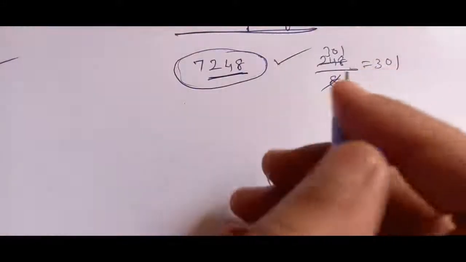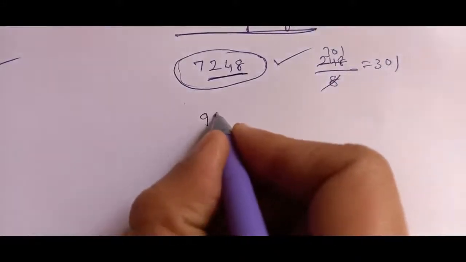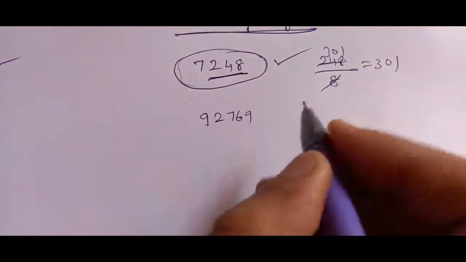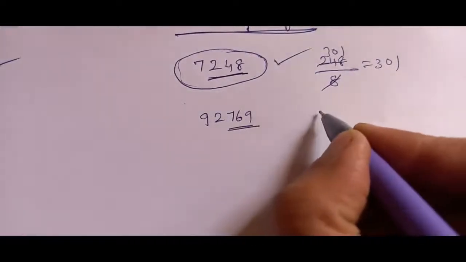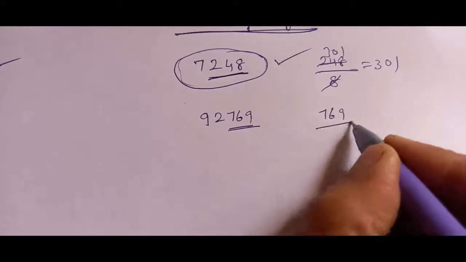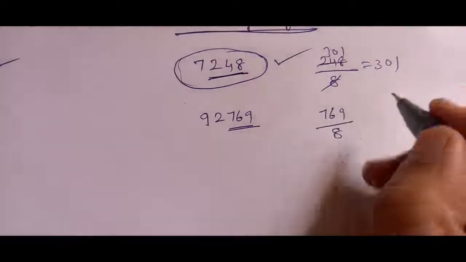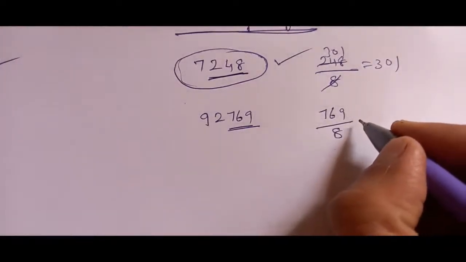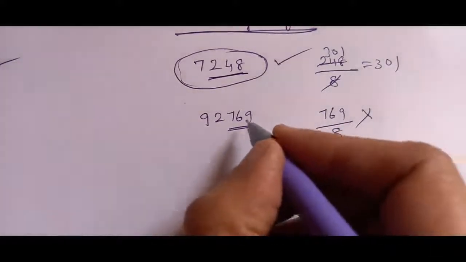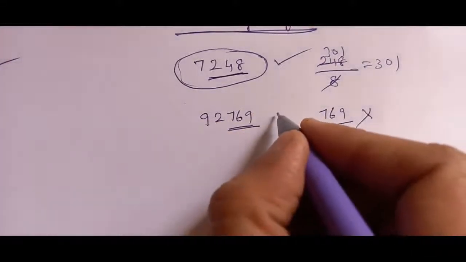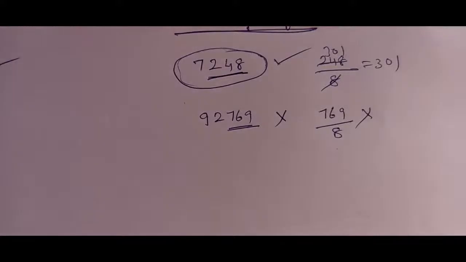Let's take one more example. 92,769. You need to check with these last three digits. 769. Is it divisible by 8? No, it is not divisible by 8.